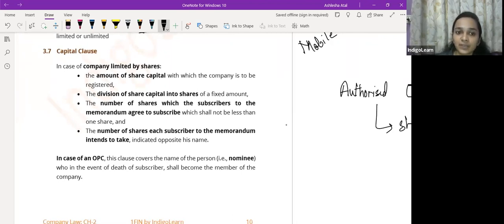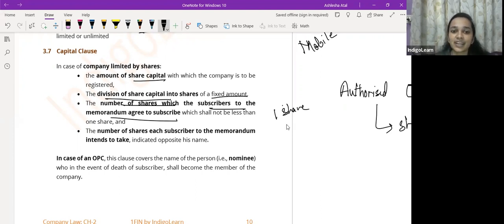So in case of a company limited by shares, it will state the amount of share capital, the division of share capital into shares of fixed amount, and the number of shares which the subscribers have agreed to take. So हर subscriber जो होता है ना memorandum का, they shall subscribe to at least one share. You're subscribing to the memorandum, तो एक शेयर तो आपको लेना ही पड़ेगा. And the number of shares each subscriber to the memorandum intends to take. तो ये सारा चीज capital clause में लिखा होता है कि कितने shares हैं, total capital कितना है, in how many shares is this capital divided, the amount of each share, how many shares are the subscribers to the memorandum agreeing to subscribe to, and the number उनके नाम के बाजू में लिखा होता है. And OPC होता है तो OPC में तो कुछ नहीं होता है, सिर्फ it covers the name of the nominee who shall become the member in the case of death of the member of a one person company.